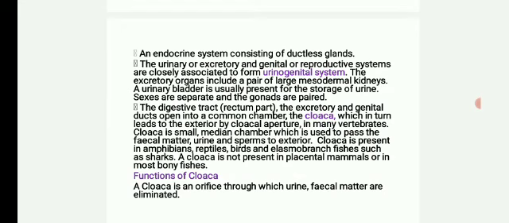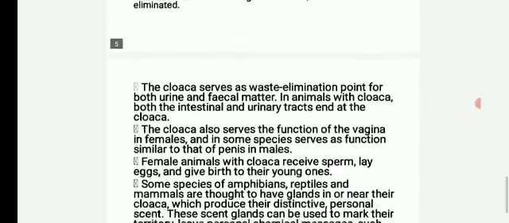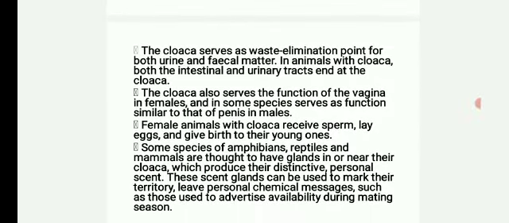Cloaca is present in amphibians, reptiles, birds and elasmobranch fishes such as sharks. A cloaca is absent in placental mammals or in most bony fishes. Next, functions of cloaca. A cloaca is an orifice through which urine and fecal matter are eliminated. The cloaca shows the following functions.